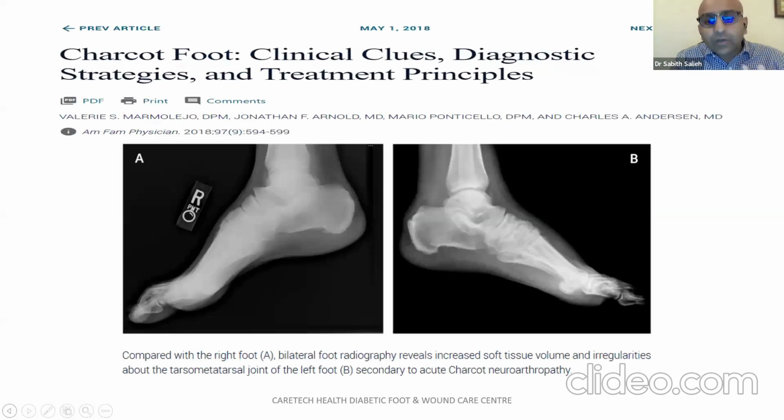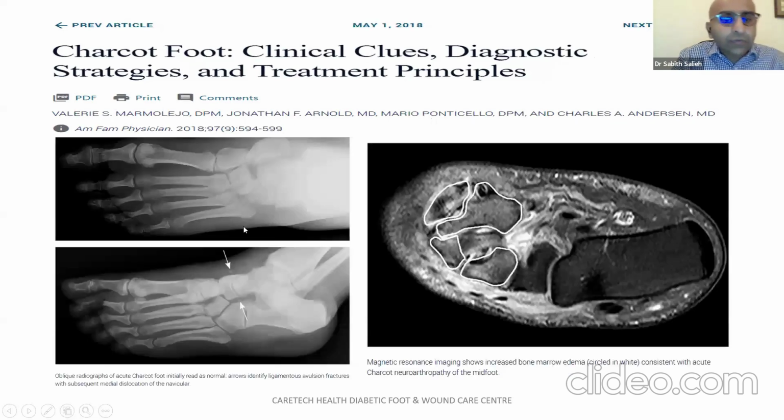So now this is an X-ray when you compare, and that's the reason why we say do bilateral. It's easy to compare. So you can see there's an increase in soft tissues, right, around the tarsometatarsal joint, and some irregularities that we see here, right, compared to the picture on A, where the soft tissue is much thinner. And if you look at this, you can see there are small avulsion fractures here, and later on, subsequent medial dislocation of the navicular, right? Again, sometimes a lot of these X-ray changes are missed, right?